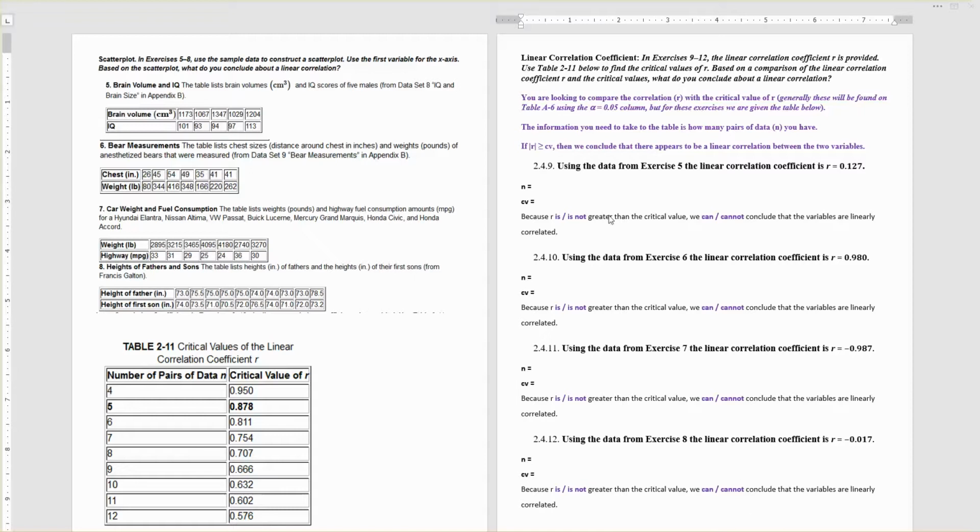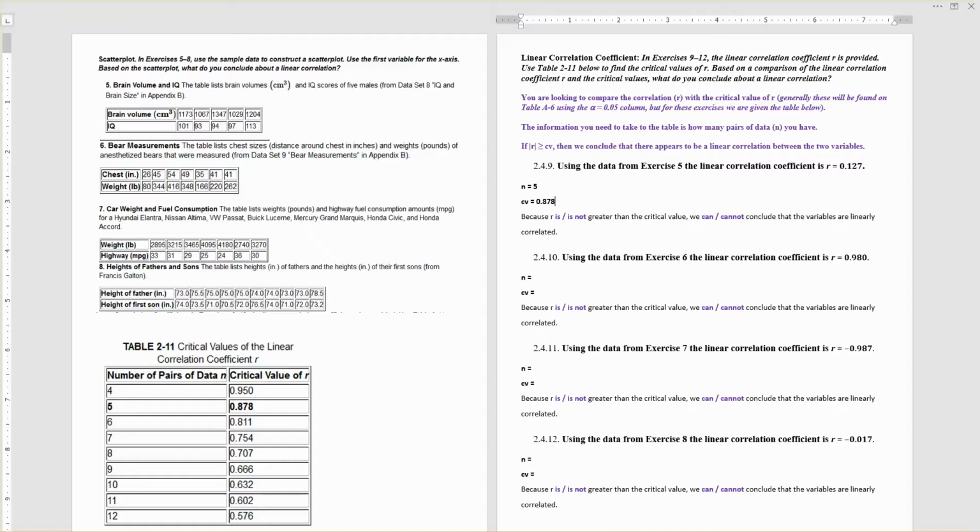So in question 9 here, they say go back to exercise 5. So that's over here. We've got 1, 2, 3, 4. We have 5 pairs of data, so we can go down to our table. They gave us this table within Chapter 2, Section 4. Generically, we will use Table A6, which has a lot more information on it. The column that they're giving you there is the column for alpha equals 0.05, which is the one that we will use. So with 5 pairs of data, 0.878 is the critical value.